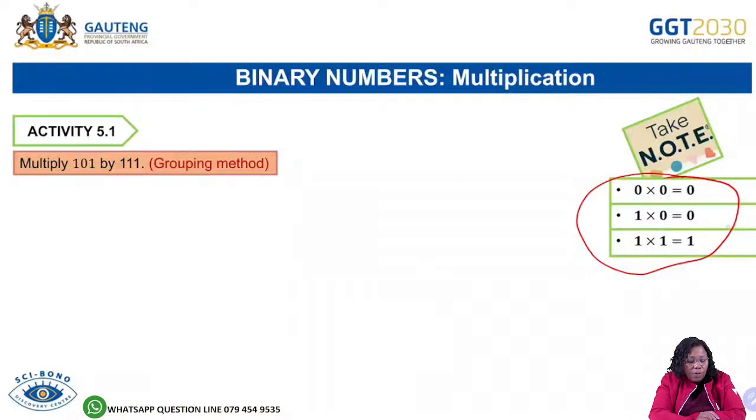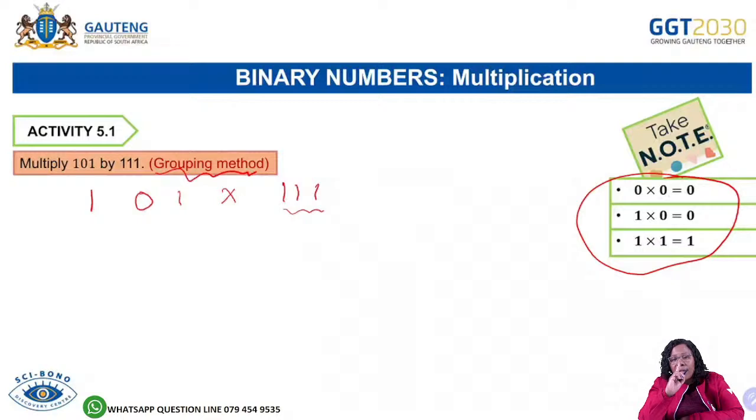Okay, now here we need to multiply 101 by 111. We have 101 multiplied by 111. And then when we look at 101, we are going to group only one part because now it's easier. You know, mathematical multiplication by 1 is very easy. 1 times 1 is 1.